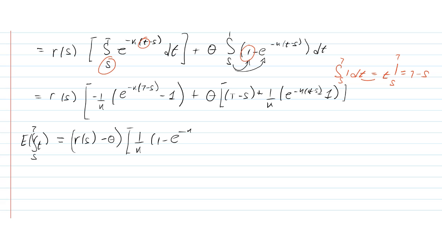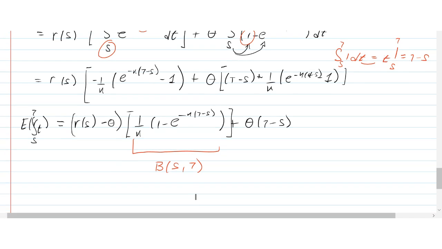This sort of term will appear all the time in the Vasicek model and in other models that you will see. In the other rates models, you will encounter structures like this. Most of the books call this term, just for convenience, B from s to t, because this term will appear all the time. So just name it with B.